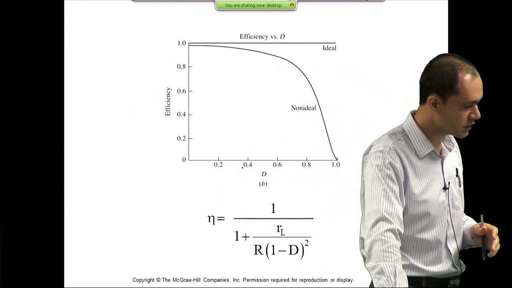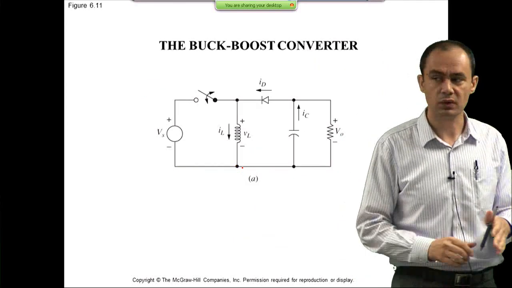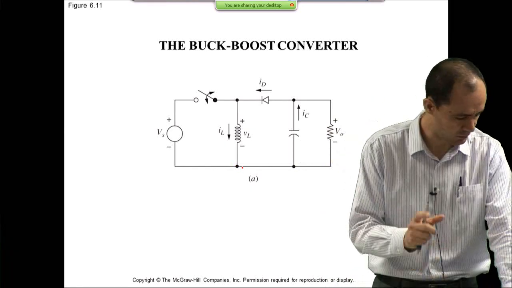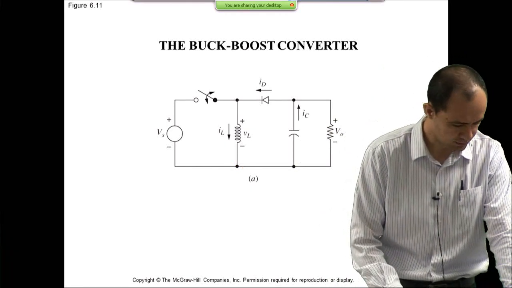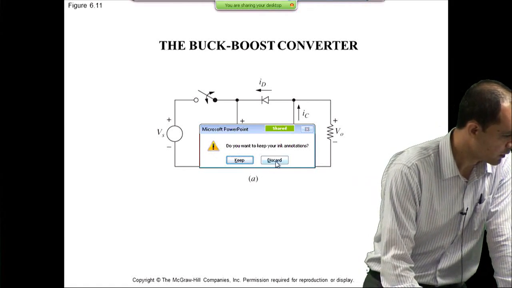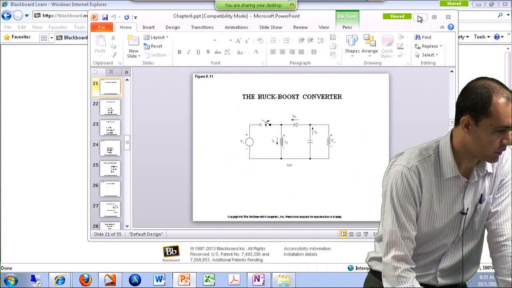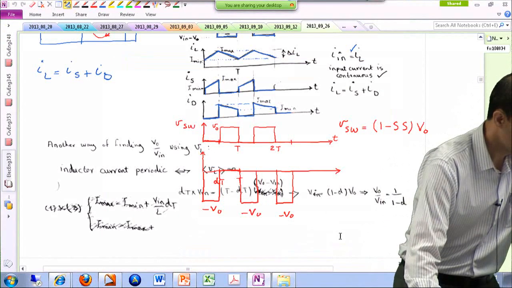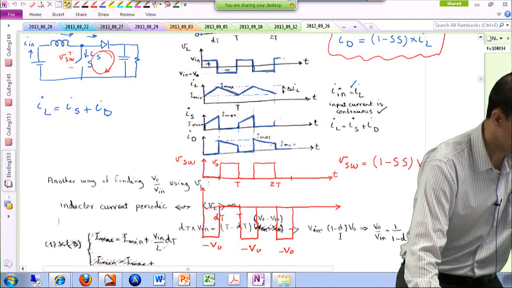All right, once we are done with the boost converter, then we are going to get into another topology, which is the buck-boost converter, and we are going to see why it is called like that when we get there. All right. So this is what we did last time. We looked at the boost topology.